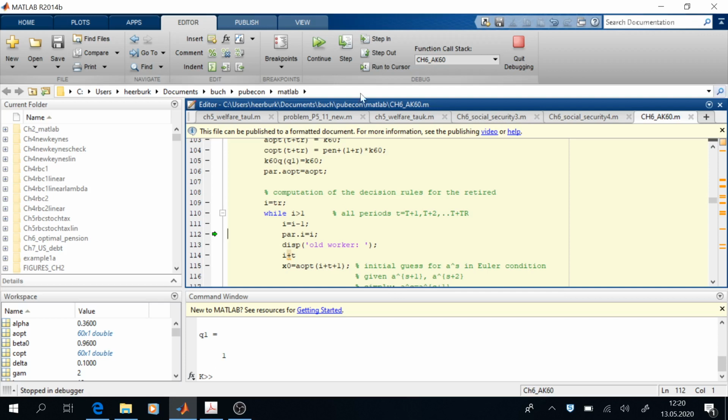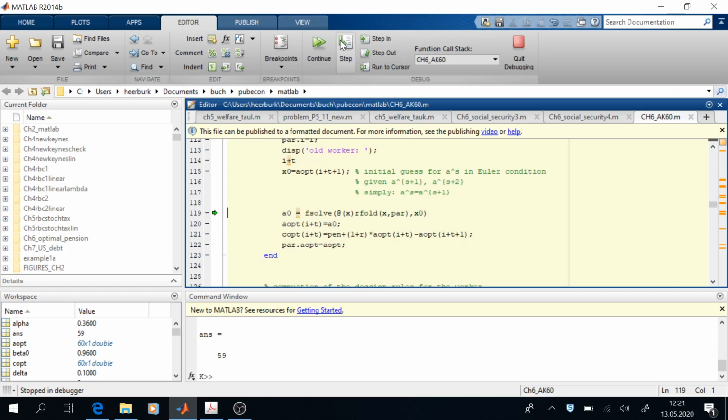A59. Therefore, we also have to store the age of the retiree here in our parameter vector. 59, that's the age that's displayed here on the screen. As an initial value for a guess of this asset level at age 59, we take the asset level at age 60, so the asset level next year. And then we solve the Euler equation of the household.